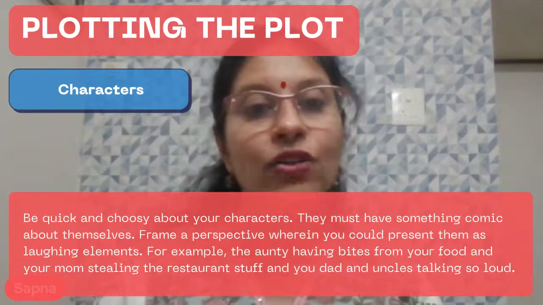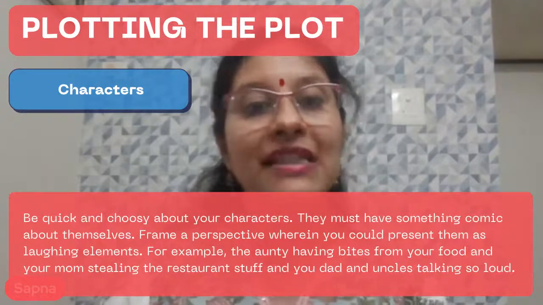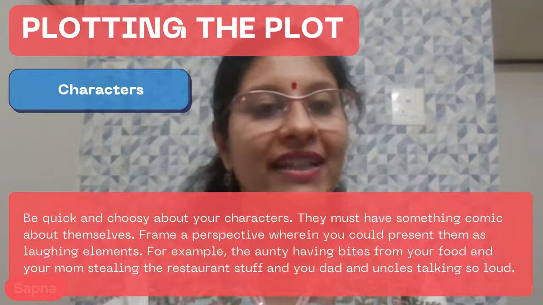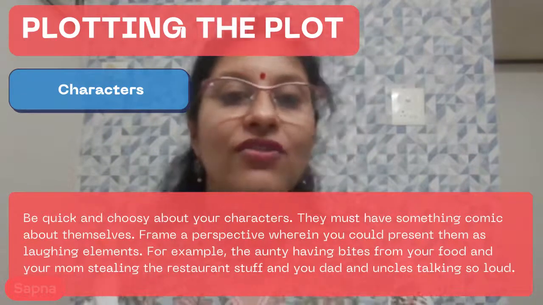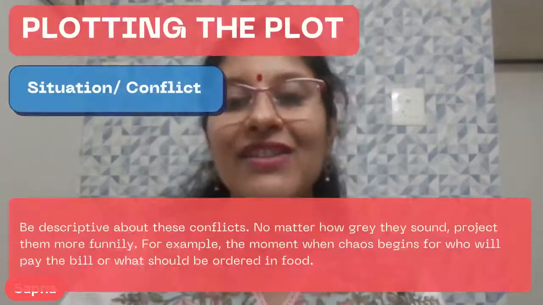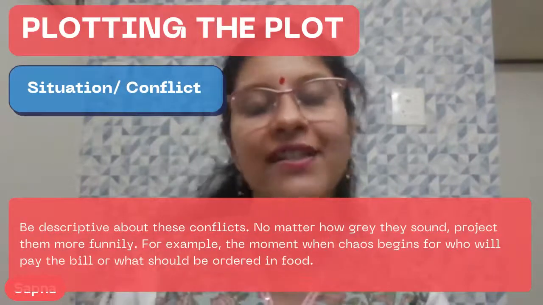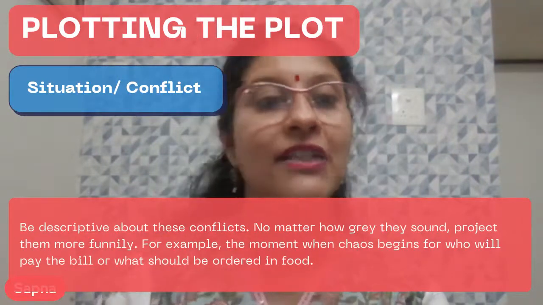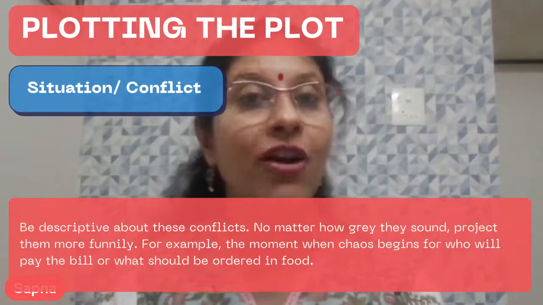So now for our scenario, for example, the auntie having bites from your food, and your sister or one of your relatives stealing the restaurant stuff, dad and uncles talking out loud, the way that they are making all the loud noises with that food. All of that could be the fun elements and the fun characters that you can be choosing for your act, right? Now the second element here is the situation. So again, the situation, for example, the moment when chaos begins for who will pay the bill or what should be ordered.